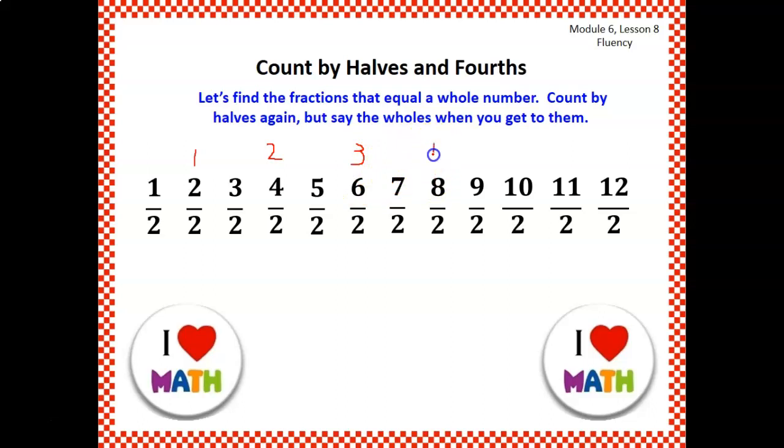8 halves would be 4. 10 halves would be what? Yep, 5. And 6 would be 12 halves. Oh, look, just like yesterday, I see something. 6 times 2 equals 12. 5 times 2 equals 10. 4 times 2 equals 8. We just cannot get away from that multiplication.